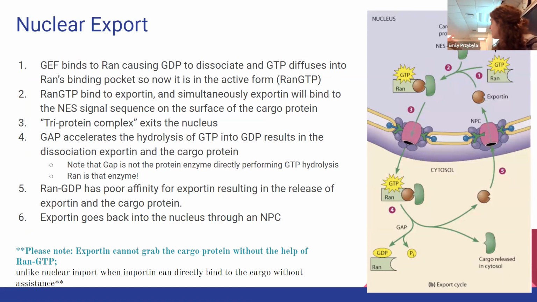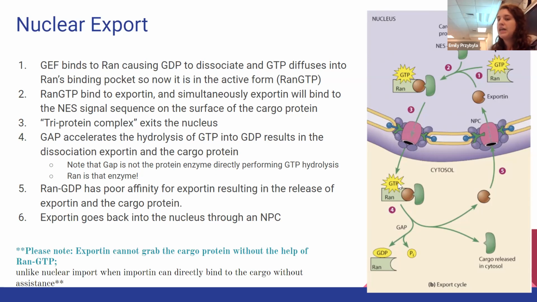When RAN is active in this case, it can bind exportin. So it binds exportin with good affinity, much like how it bound importin. But in this case of exportin, when we bind it, exportin changes conformation so that it can now bind nuclear export signal. So we end up with this RAN GTP, exportin, and the protein that's to be exported complex here. And once we have that, we can leave the nucleus. So we leave the nucleus, and this time the only big difference here is we have a protein bound, right? Because we had RAN GTP with importin for nuclear import. In this case, now we have the protein that we're bringing out.